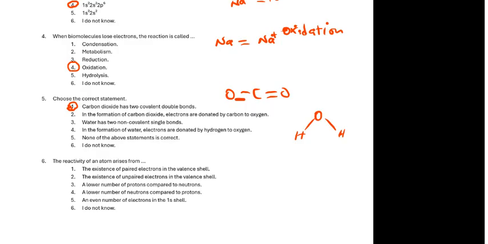What about question 6? The reactivity of an atom arises from, so this one arises from the number of unpaired electrons that exist in the outermost shell. For instance, here we have halogens. Those have all paired electrons in the outermost shell, so they are non-reactive. So the answer should be unpaired electrons. The existence of unpaired electrons in the valence shell. So the answer here is 2.